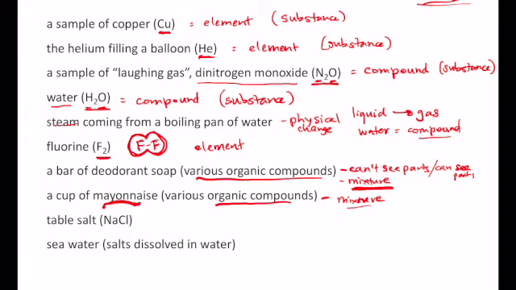Table salt. We're given the chemical formula NaCl. So this is two different elements, the symbol Na compared to Cl. So two elements bonded together is a compound. That's a subset of the pure substances, or just substance. And then you have seawater. Seawater is salts dissolved in water, such as sodium chloride dissolved in water. And so when you have salts dissolved in water, you're talking about a mixture.